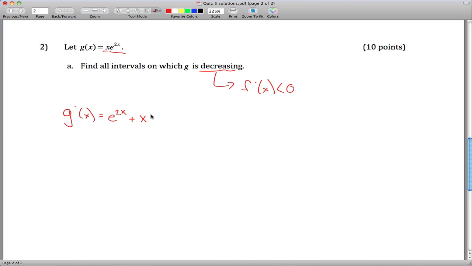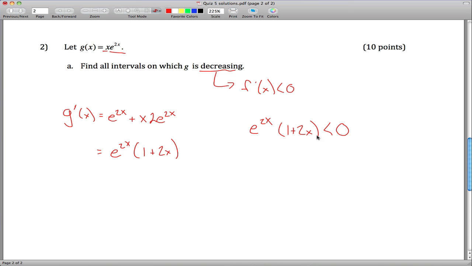We've got a chain rule going on there. It ends up being 2e to the 2x. The outside function is e to the x, the inside function is 2x. So you get this right here. We want to figure out when this is decreasing. It might not be a bad idea to factor out an e to the 2x before we start, simplifying the derivative here. Take out an e to the 2x and you're left with 1 plus 2x. And so it's decreasing when e to the 2x times 1 plus 2x is less than 0.